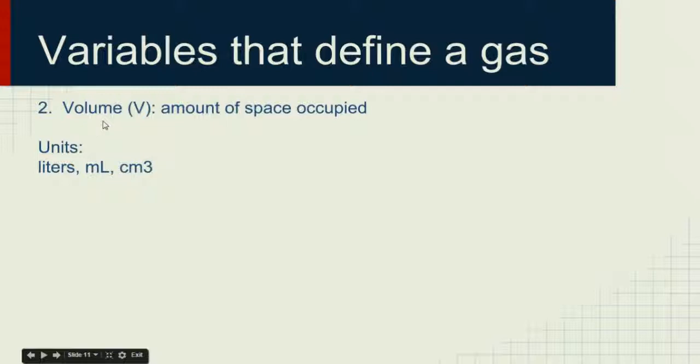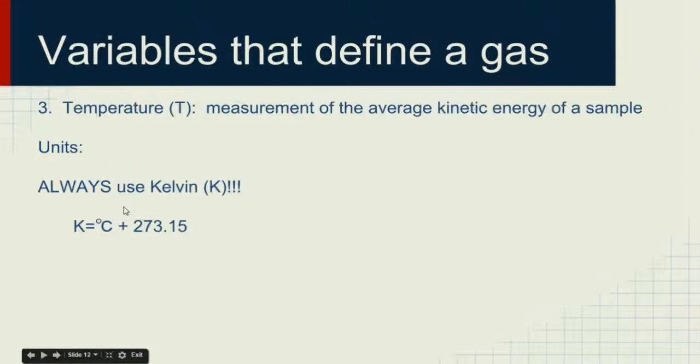The second variable that helps us define a gas is volume. So how much space is being taken up? Units, you've seen them before. Temperature, another variable, because we know as temperature increases, the average kinetic energy changes. So temperature is a measurement of average kinetic energy, not how hot, not how cold. It helps us determine how hot or cold something is, but the actual definition of temperature is a measurement of average kinetic energy. Units, a new one, capital K for Kelvin.